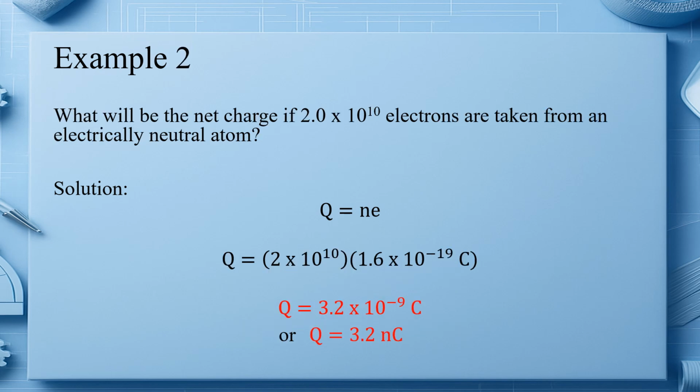So another example, what will be the net charge if 2.0 times 10 raised to 10 electrons are taken from an electrically neutral atom? So we just follow the formula. So we get 3.2 times 10 raised to negative 9 coulomb, or 3.2 nanocoulomb.